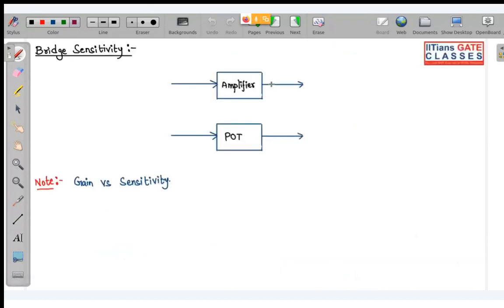Okay, so next we have to study bridge sensitivity. Now what do you mean by the term sensitivity? Can you tell me what we mean by sensitivity?